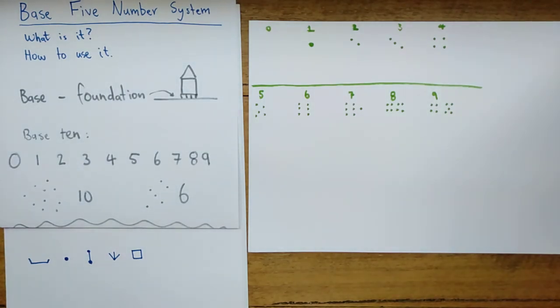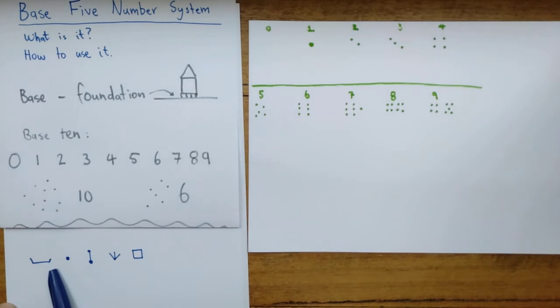Following on from my last video, I talked about what a base number system is and where we get the base. The base is the foundation. We looked at the base 10 number system where there are 10 pictures or 10 symbols. I've come up here now with a base 5 number system.